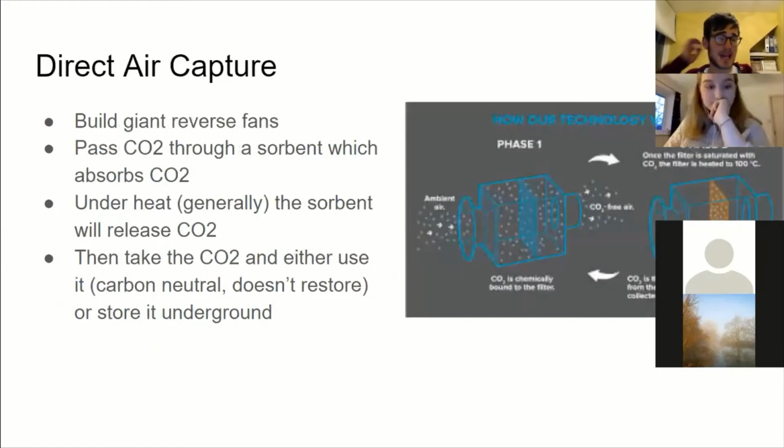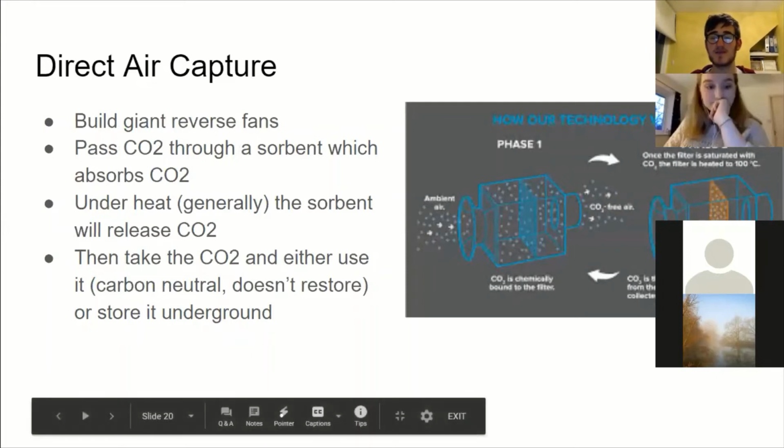The next technology to use is something called direct air capture. Basically, we build giant reverse fans. We pass CO2 through something called a sorbent, which basically absorbs the CO2 from the atmosphere. And then under heat, generally, there are other chemical processes, different companies use different things, the sorbent will then release the CO2, but into somewhere that we can collect it concentrated, like you see within phase 2 of this, which is from a company called Climeworks.